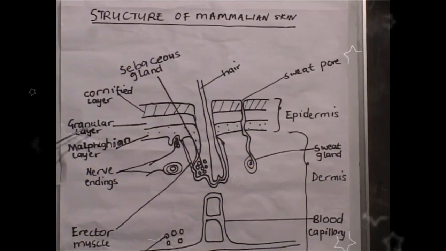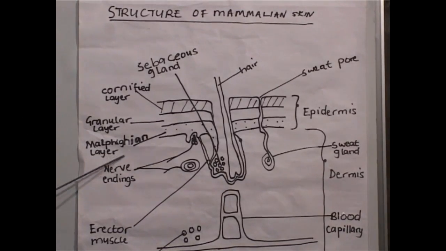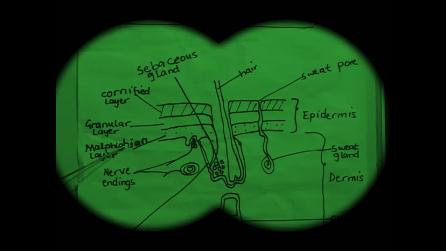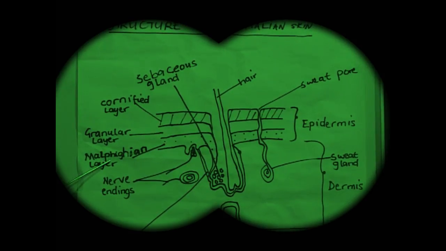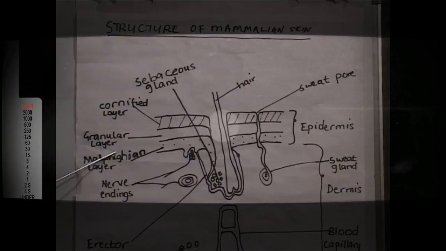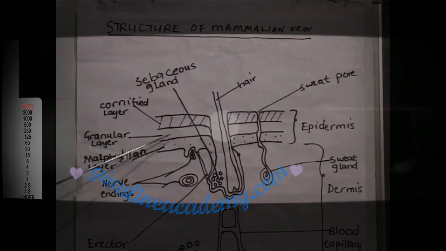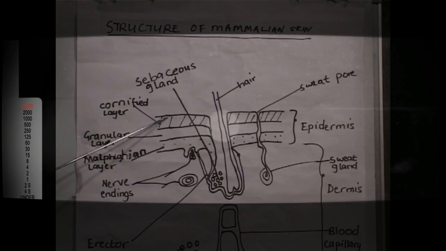Now, when you look at the epidermis, the 3 layers we said they are the cornified layer, the granular layer, and the malpighian layer. In the malpighian layer, you find cells that are actively dividing. We know that in biological terms, when cells are actively dividing, it means that new cells are being made. When these new cells are made, they are now supposed to move from the malpighian layer to the granular layer, then from the granular layer to the last layer, which is known as the cornified layer.